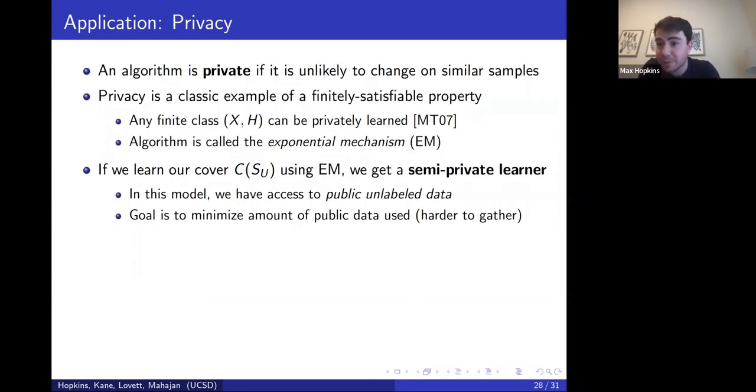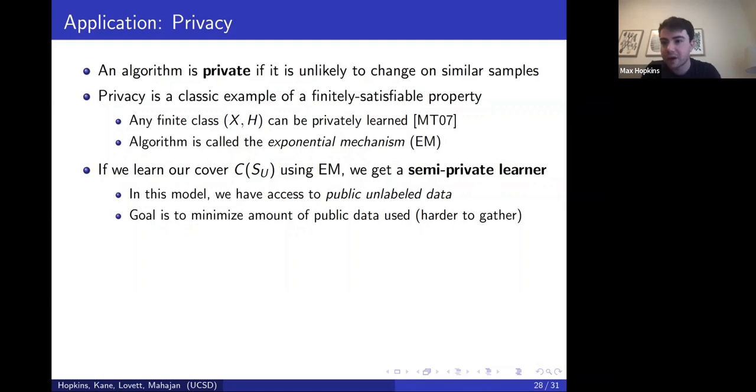We get something called a semi-private learner. Basically, this is a model where you're mostly still private, but you have access to a little bit of public unlabeled data. So maybe you have some users who have opted in and who have said, well, it's okay to reveal my participation in the study, but it's not okay to reveal whether I was sick or not, or whether the medicine worked. Don't reveal the results of the study, but I'll opt in. It's okay to reveal that I was part of the study.